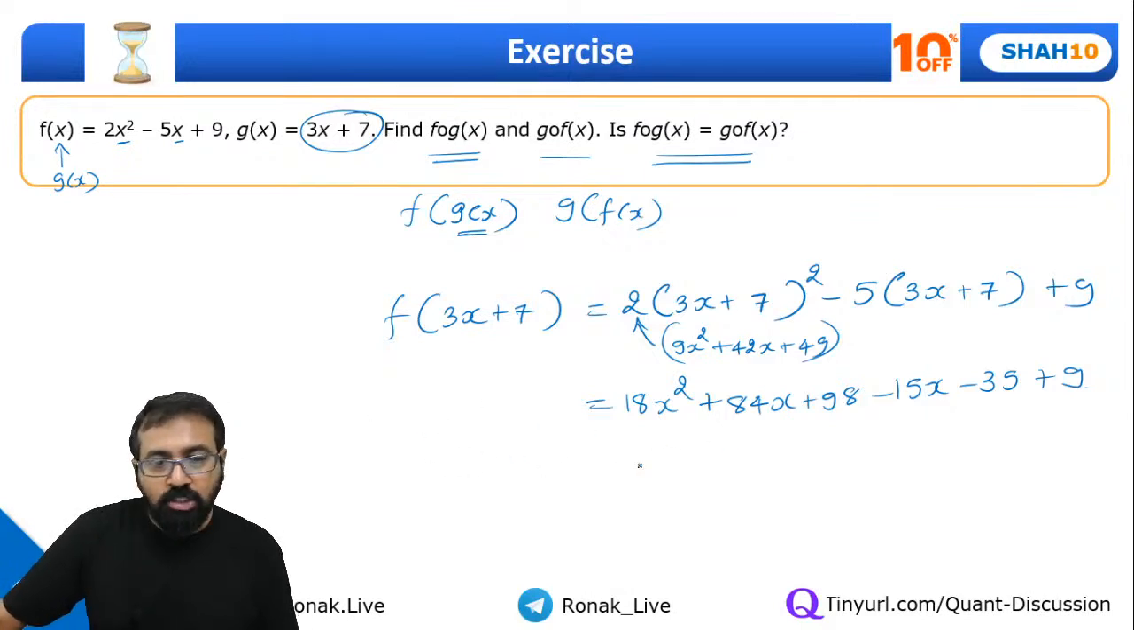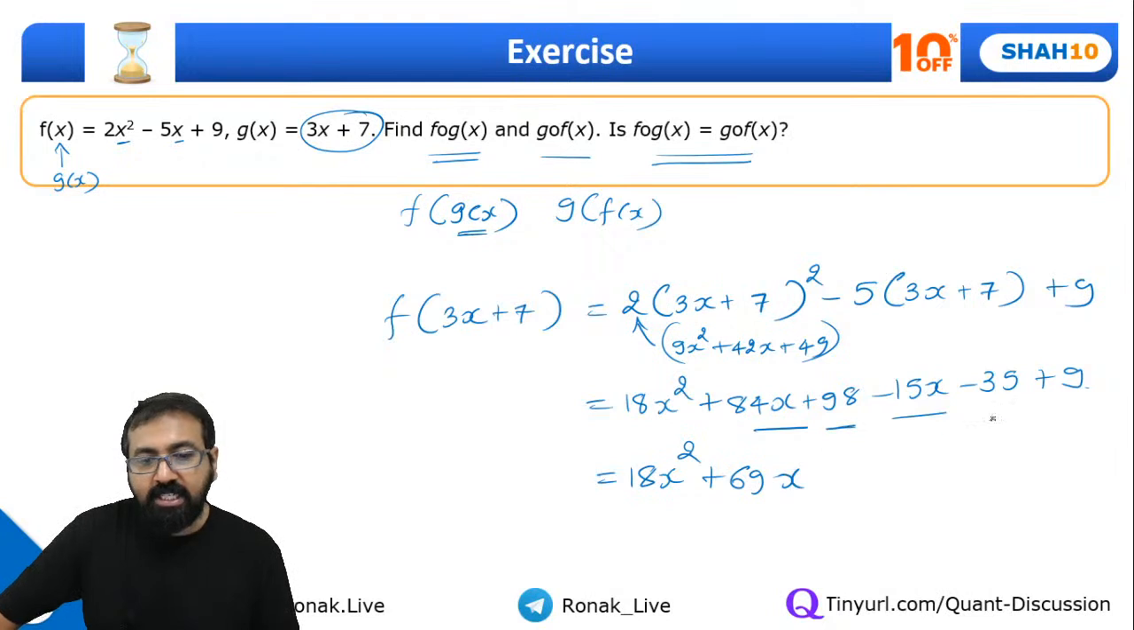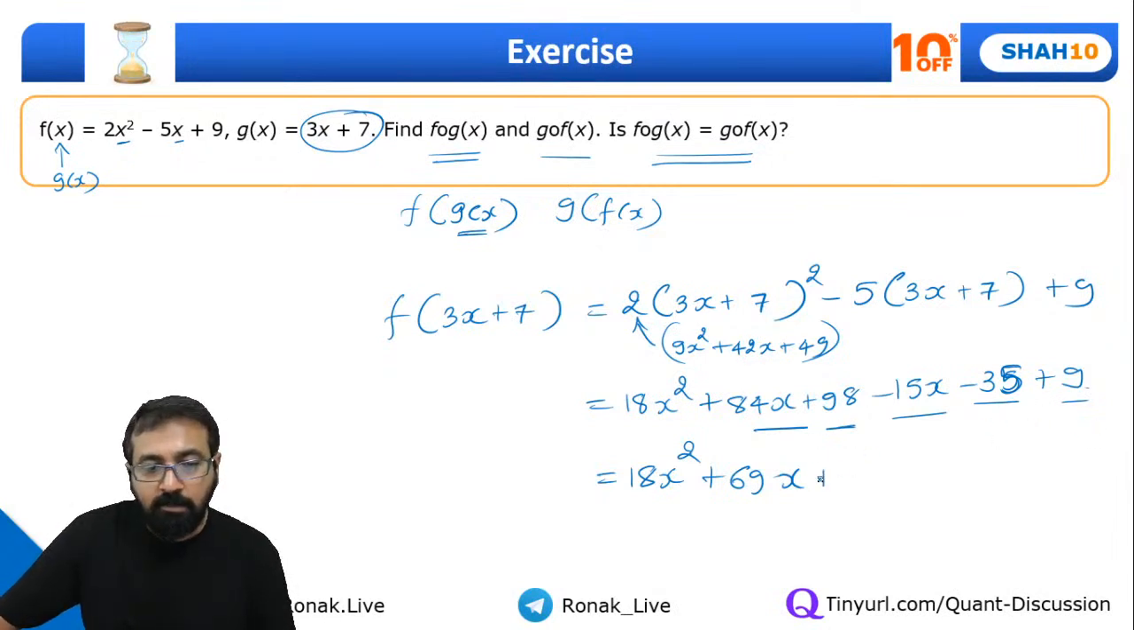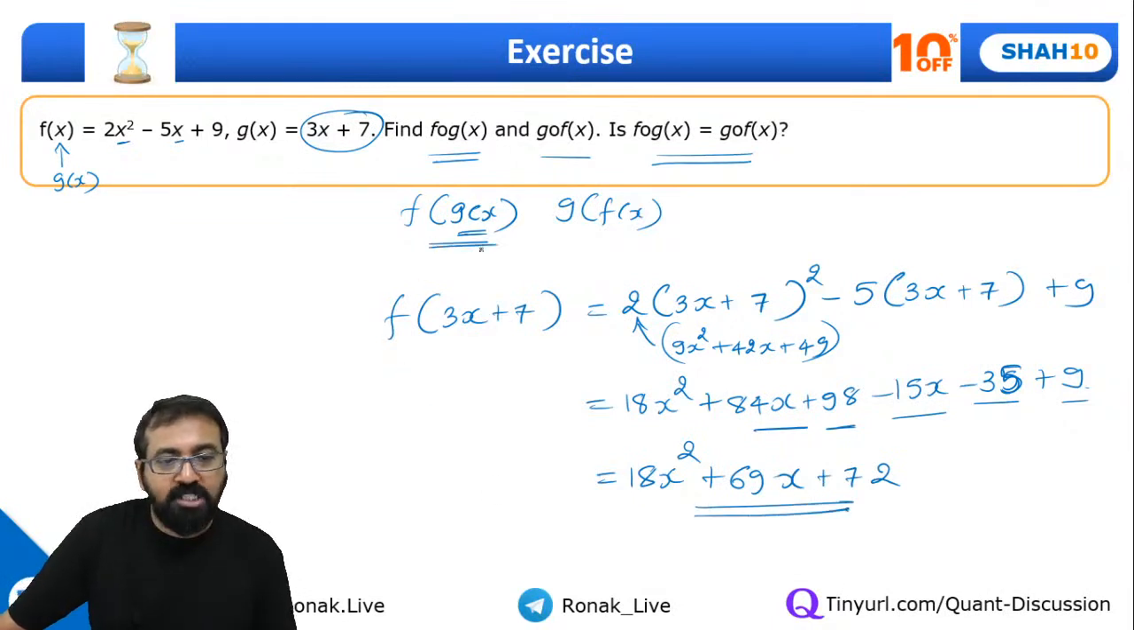Okay guys, so coming back to this one, I'm sure you can simplify. So this will come out to be 18x square. 84x minus 15x is 69x. 98 minus 35 plus 9, minus 35 plus 9 is minus 26. 98 minus 26 is plus 72. So this is the value of f of g of x. This is f of g of x, by the way, or you can say f of g.